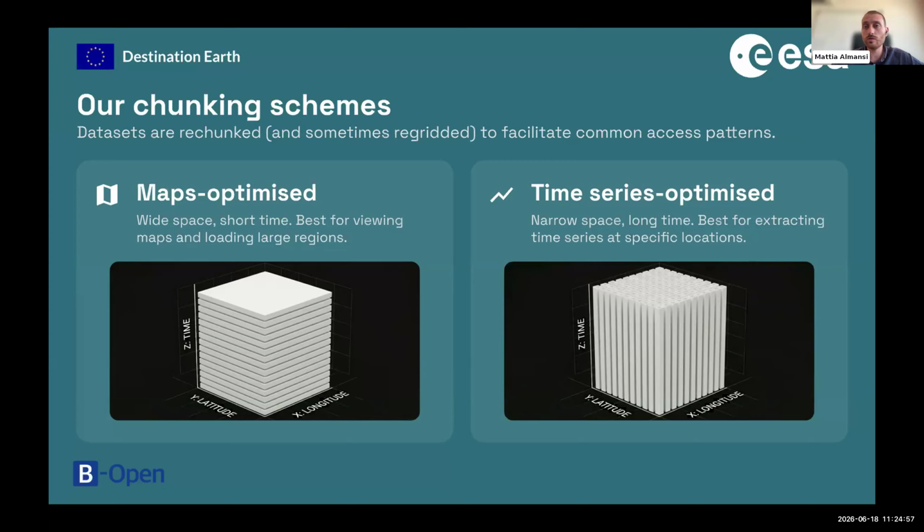In general, there are two main chunking schemes that we are using in the HERT Data Hub. One is maps optimized. Sometimes it's also called pancake chunking or lasagna chunking. You can think of it like 2D images stacked on top of each other.